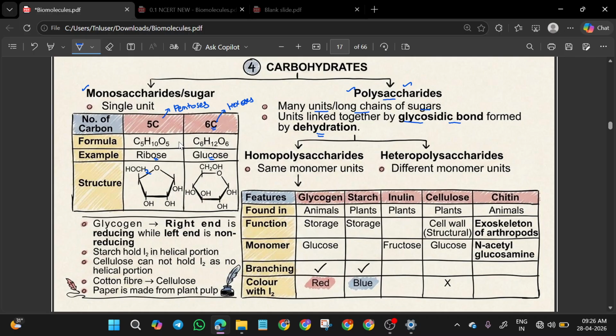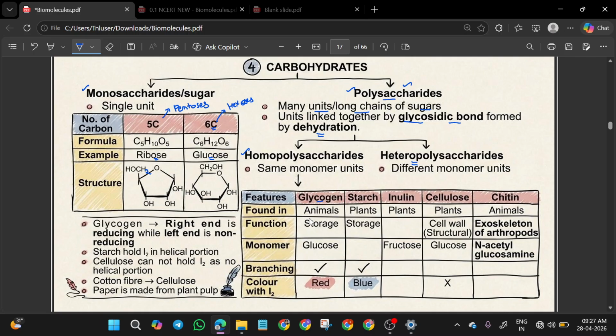Homopolysaccharide means the same monomer unit keeps on repeating. Heteropolysaccharide means different monomer units keep on repeating. So in this we saw examples: glycogen, starch, cellulose. These three are homopolymers of glucose only. Glucose is repeated, but the branching pattern, branched or unbranched, will change.